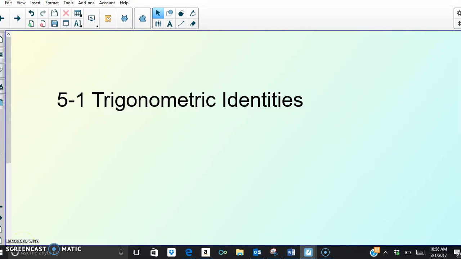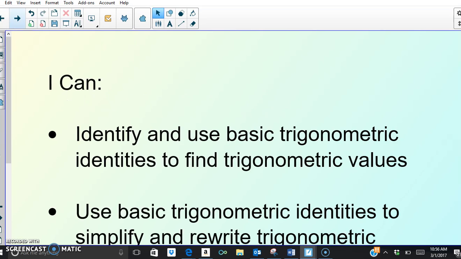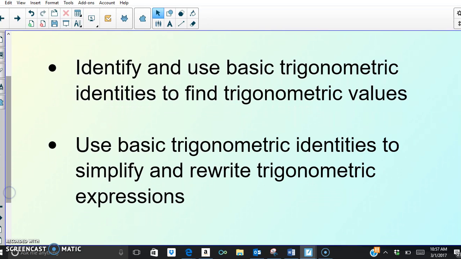Alright, starting chapter 5.5.1, Trigonometric Identities. So I can identify and use basic trigonometric identities to find trigonometric values. I can use basic trigonometric identities to simplify and rewrite trigonometric expressions.